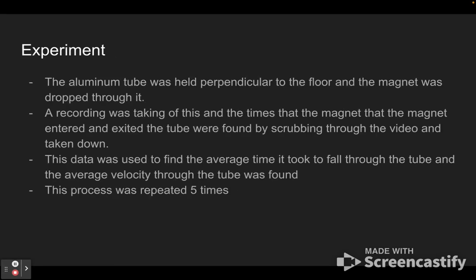So for the experiment, the aluminum tube was held perpendicular to the floor and the magnet was dropped through it. A recording was taken of this, and the times that the magnet entered and exited the tube were found by scrubbing through the video and taken down. Then this data was used to find the average time it took to fall through the tube, and the average velocity through the tube was found. And then this process was repeated 5 times for the different runs.